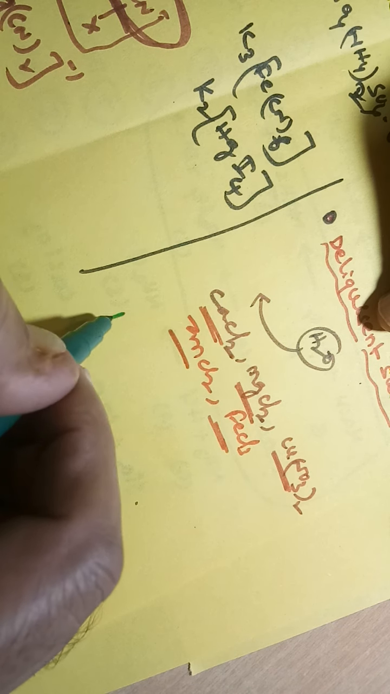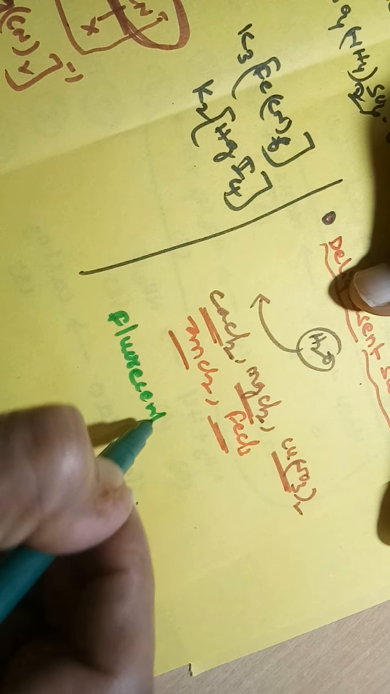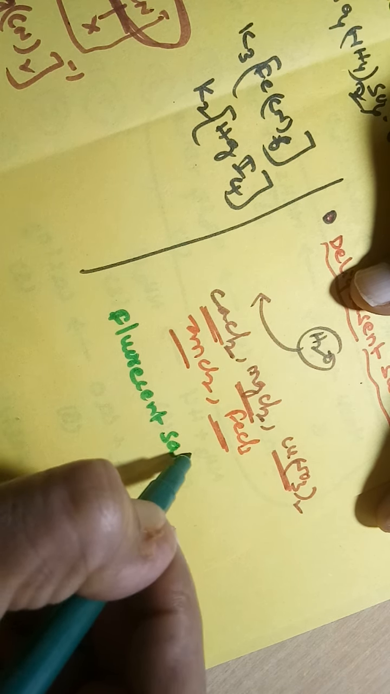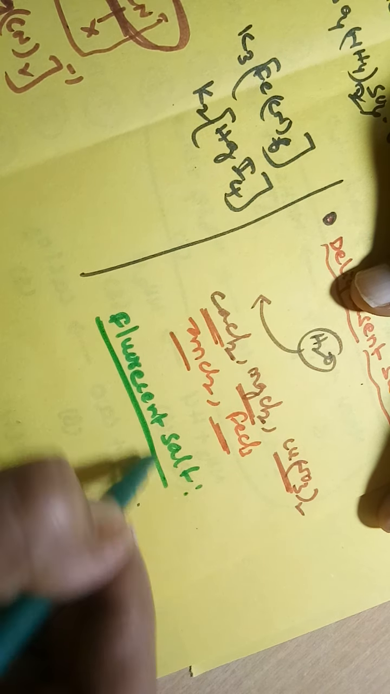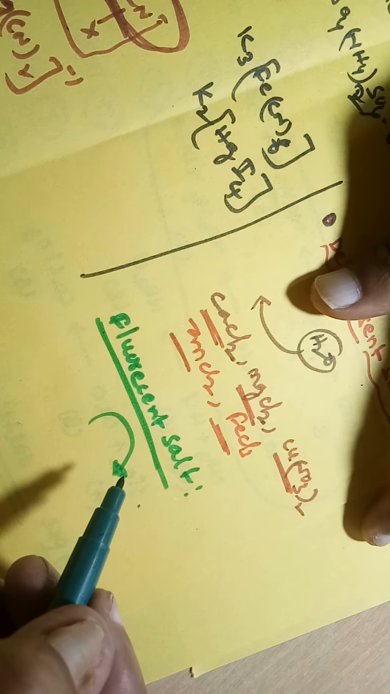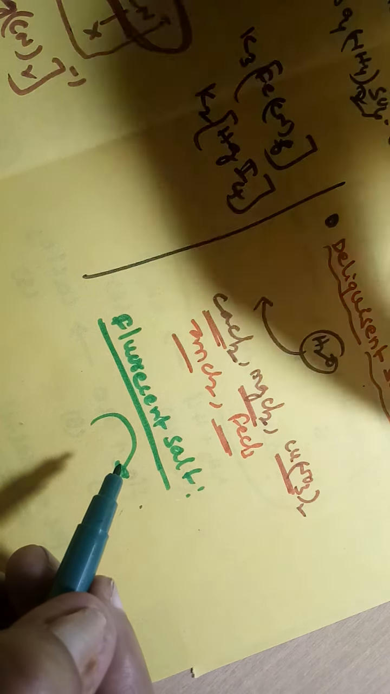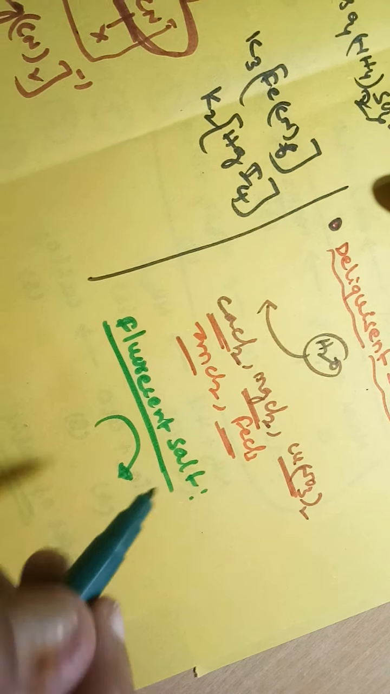Next kind of salt is efflorescent salt. Efflorescent salt means a salt which loses water molecules. The salt which loses water while it is crystallizing is called an efflorescent salt, the salt which loses water molecules.